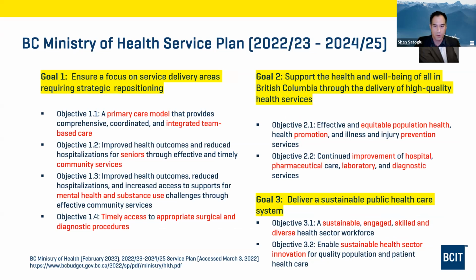But in BC, you can often get a sense of where the priorities are based on the sequence of the goals that are indicated in services plans and how much attention is being addressed to each goal and sub-goal. So for example, in British Columbia, if we look at our Ministry of Health services plan that goes out to the 24-25 fiscal year, 3 goals are identified. Goal number 1 is ensuring a focus on service delivery areas that require repositioning. This relates to shifting of care from purely the acute dimension to community areas throughout British Columbia.